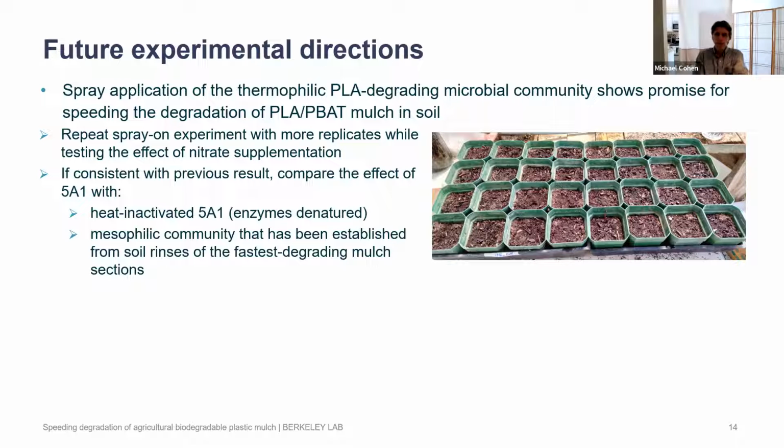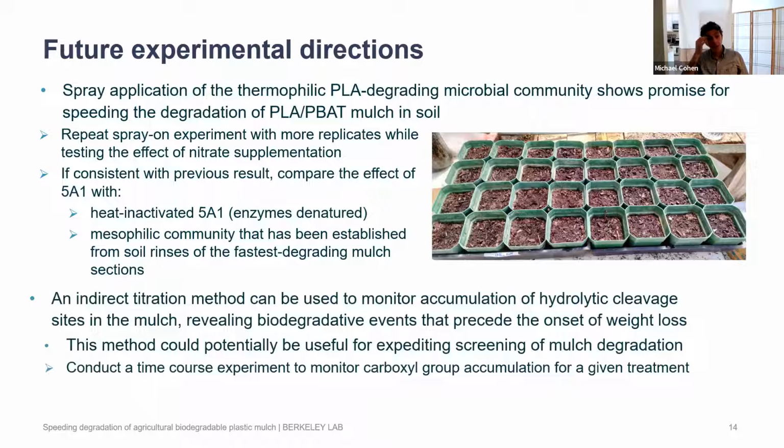And we also, from the mulch pieces that were degrading the fastest, started a mesophilic community that grows just under ambient conditions and degrades mulch. And that could be something to do comparative experiments with to see, is it even necessary to work with a thermophilic community to do this? Yeah, and then also, this indirect titration method hasn't been used for this purpose before. It's used for a variety of purposes, but some follow-up is needed just to refine the method a little bit.